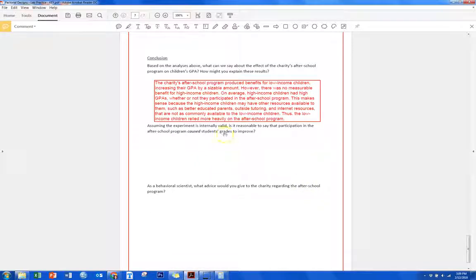Assuming the experiment is internally valid, is it reasonable to say that participation in the after-school program caused a student's grade to improve? So a couple of things to look at here. Internal validity. What does this even mean, internal validity? When we're talking about an experiment, internal validity means that the independent variable is what caused the change in the dependent variable, not some other extraneous influence. So we always have to consider the possibility that some other force was at play and consider that.